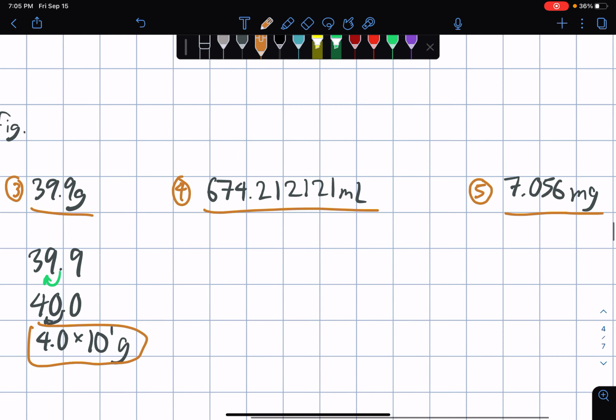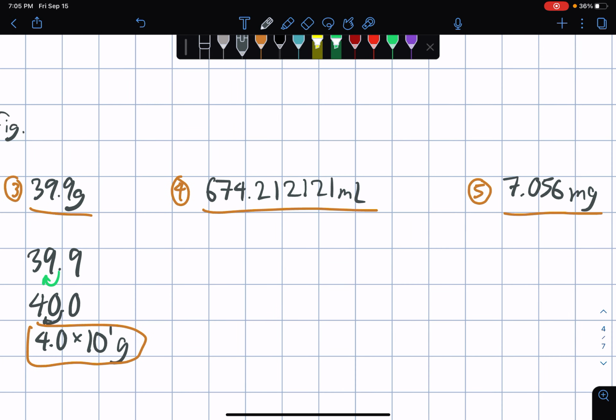Let's go to number 4. 674.212121. Move the decimal point 2 times to the left: 1, 2. 6.7. It's not 6.8 since 4 is less than 5. So 6.7 times 10. We move the decimal point 2 times to the left, so that's positive 2 as an exponent. Then just copy the unit.